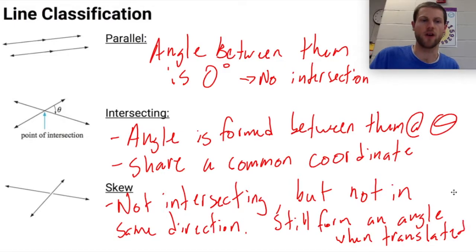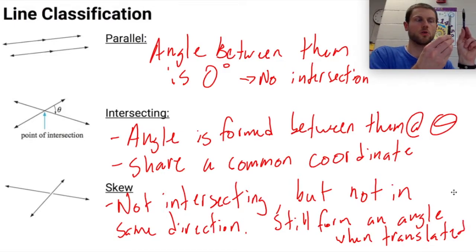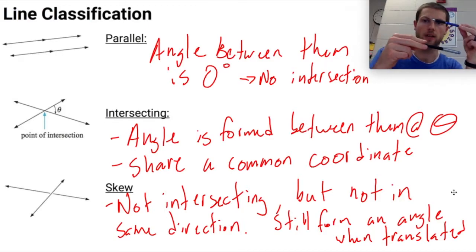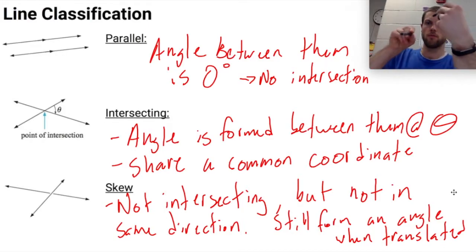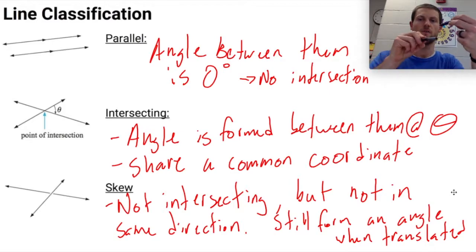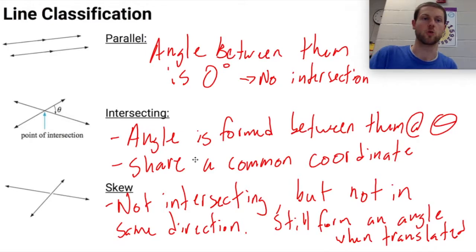Now, what do I mean by that? If I were to take these two lines that are skew and I were to translate them so that they do fall in the same plane, now they are crossing. Whereas parallel lines, even if they are not in the same plane and I move them into the same plane, they still won't intersect. Whereas skew lines, I can move them into the same plane and then they'll actually intersect. So when we talk about skew lines, we will determine that they're skew because they don't ever occupy the same position, but we can figure out still the angle that's made between them.